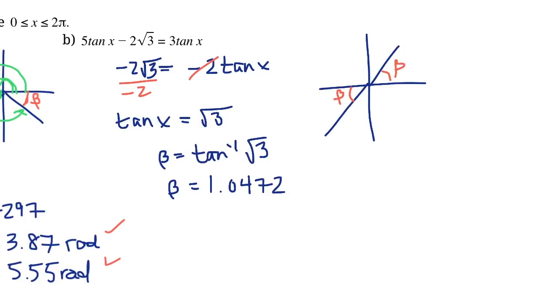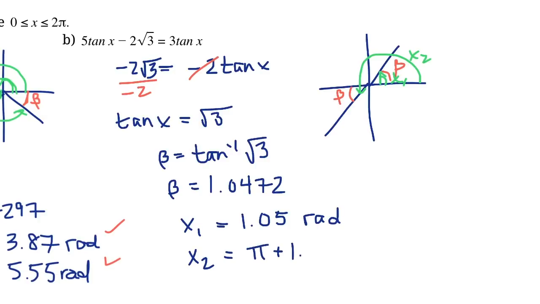Now, can we find our x1, we'll call this x1, and our x2? So x1, realize x1 is just going to be equal to that beta. It's the same thing. It's just our related acute angle, 1.0472, and I'll round this to 2 decimal places for our final answer, so 1.05 radians. And then x2 is just going to be pi plus that beta. So pi plus 1.05 is going to give us 4.19.